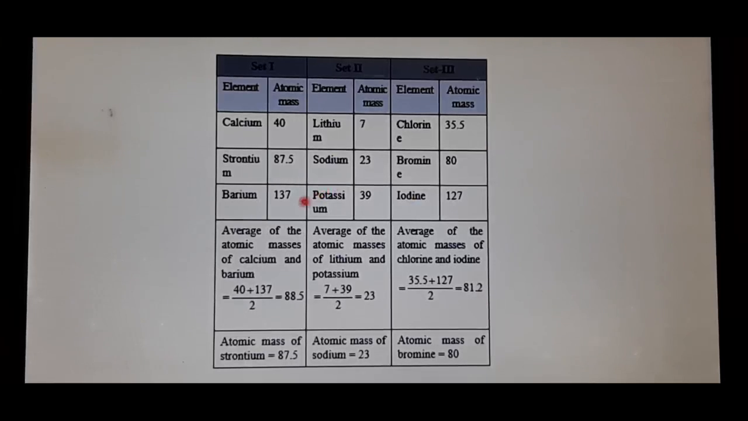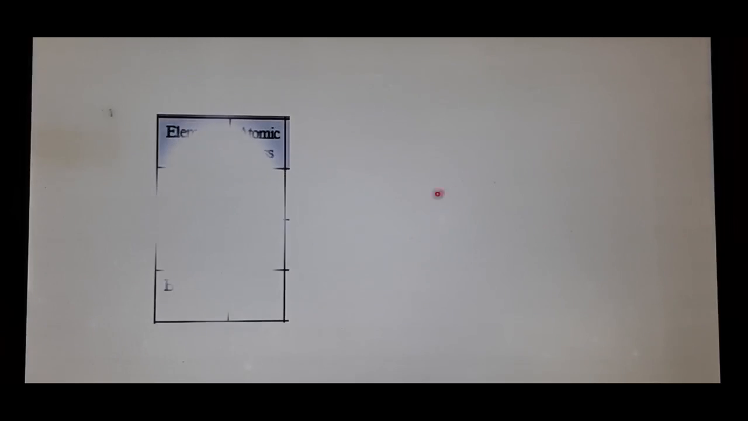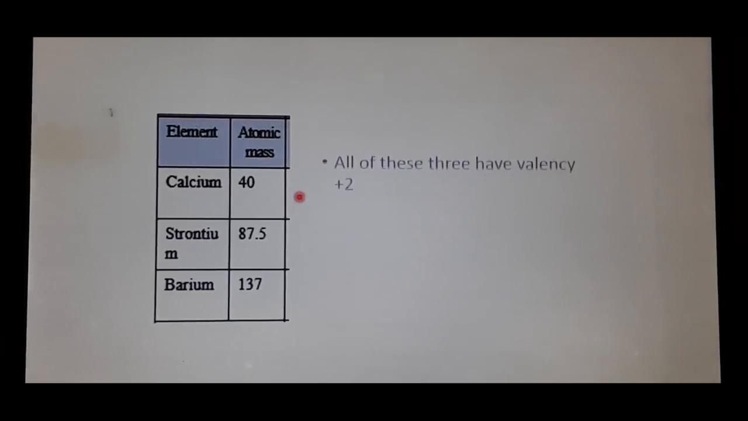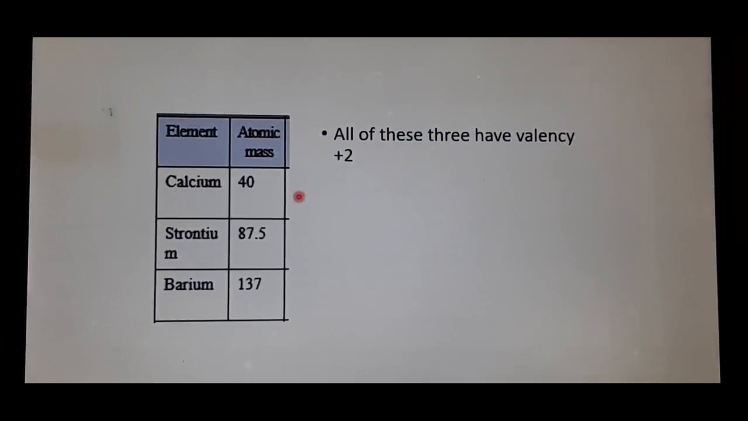So that's what he mentioned: the atomic mass of the middle element will be equal to the average mass of the other 2 elements. He proved it also: in the first one we got an average mass of 88.5, which is roughly equal to 87.5. Same way in the second triad we got 23, exactly equal, and in the third triad 81.2, which is roughly equal to 80. Other than the masses, he mentioned that their properties are also similar.